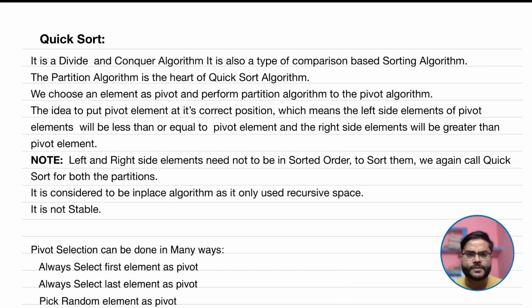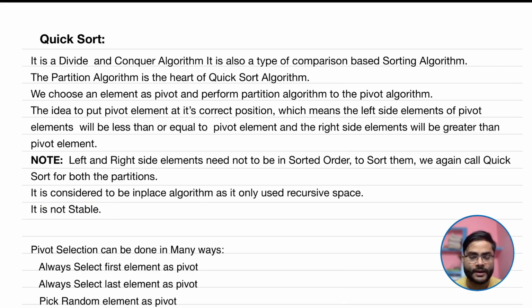Now when we choose the pivot element, the left side will be smaller elements and the right side will be larger elements, but they also need not be in sorted order. We will see an example. Quicksort is considered an in place algorithm, which we will see in an example, and it is not stable. What does it mean? It means that the order of repeating elements will change or can change.